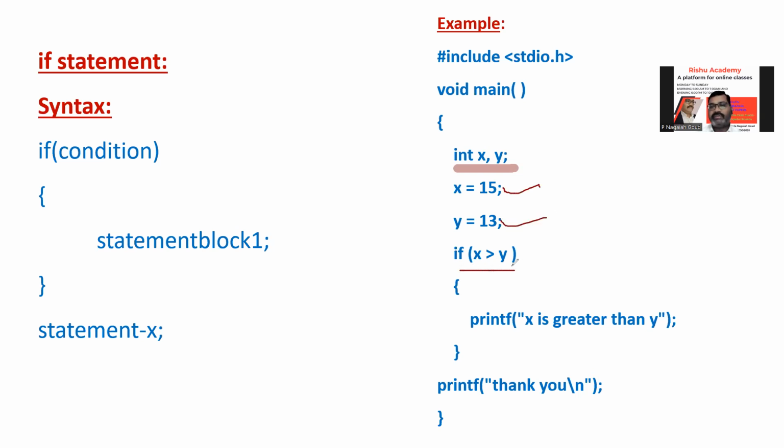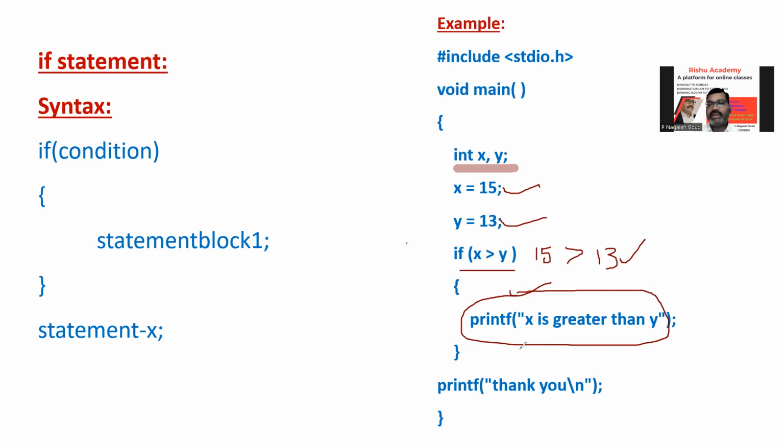Now I'm checking the condition, that is X is greater than Y. X is greater than Y means X has 15, which is greater than Y. Y is 13. Check this condition, is it true or false? This condition is true. Why? Because 15 is greater than 13. So this condition is true. If the condition is true, then the statement block immediately after the if statement will be executed.